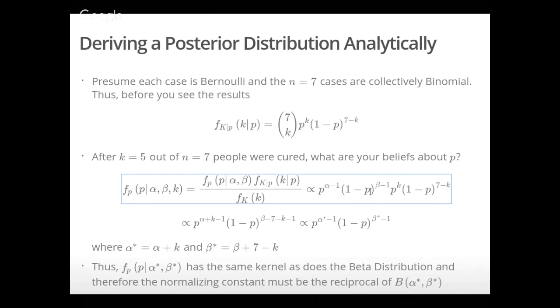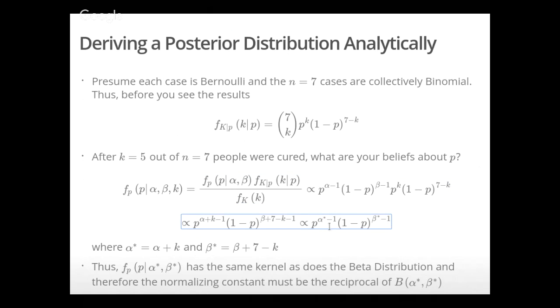So that implies, by the rule of exponents, if you have two things that are the same base and you raise them to different exponents and multiply them together, you can sum the exponents. Trust me, even though I can't say it. So what we're left with is P raised to the power alpha plus K minus 1 times 1 minus P raised to the power beta plus 7 minus K minus 1. And we can rewrite that as P raised to the alpha star minus 1 times 1 minus P raised to the power beta star minus 1, where alpha star is equal to alpha plus K and beta star is equal to beta plus 7 minus K. And K turned out to be 5.